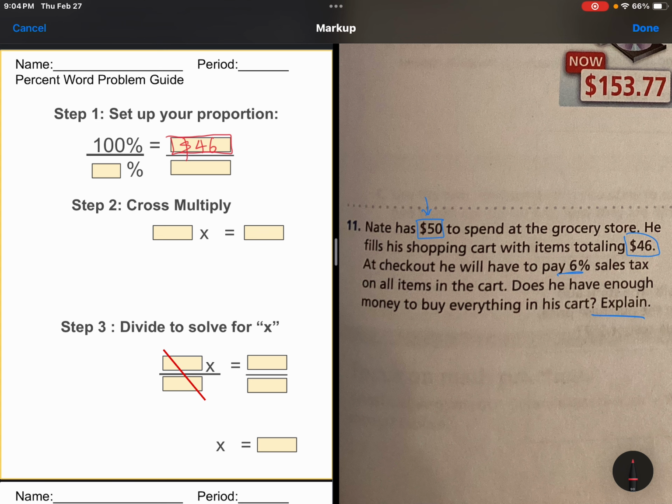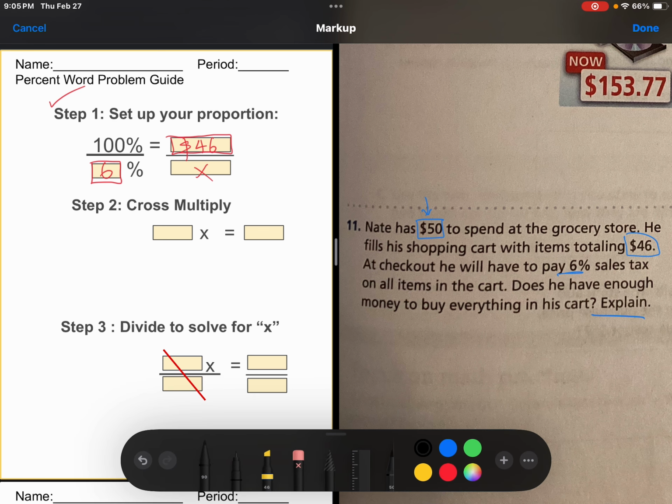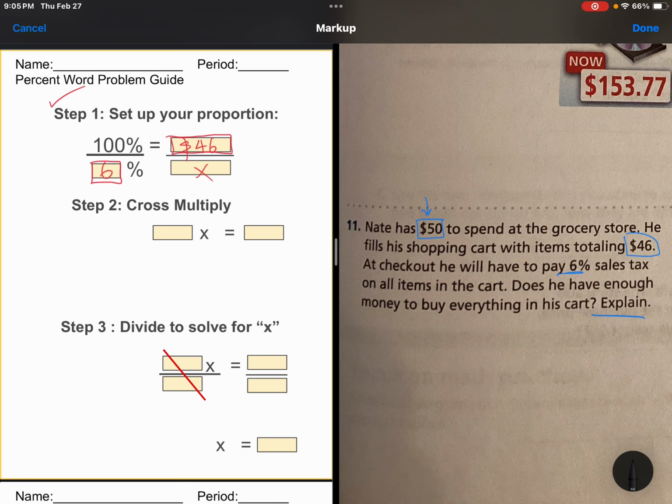And then we are dealing with what percentage here of tax? Yeah, 6%. And since we don't know what that is, we call this X. Step 1 completed. Step 2, cross multiply. So I'm going to go ahead and just multiply these two items and those two items in that order. Okay, I'm going to start with 100. 100 times X is equal to what value? Yes, 100X.